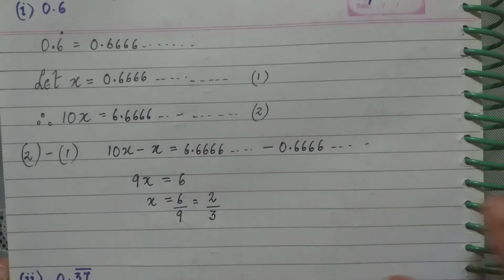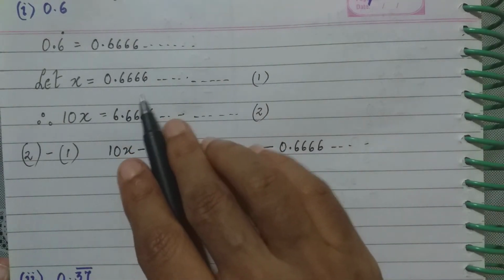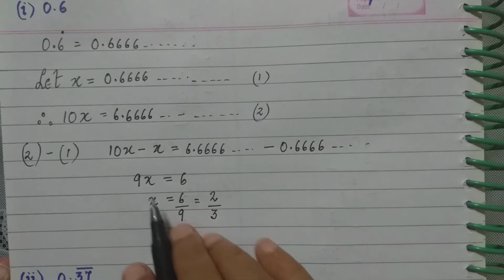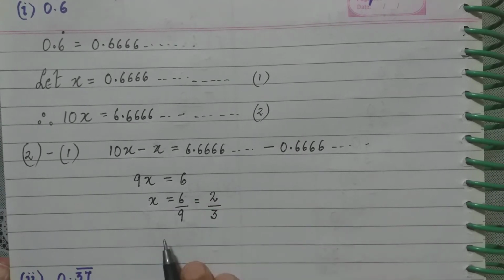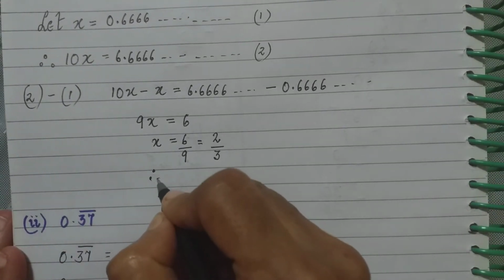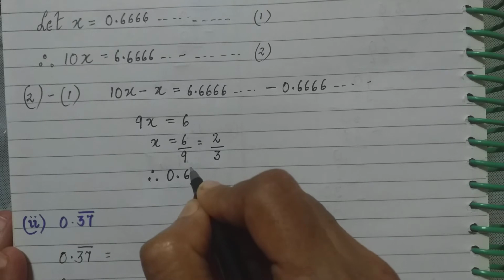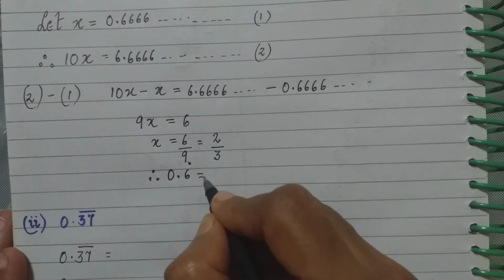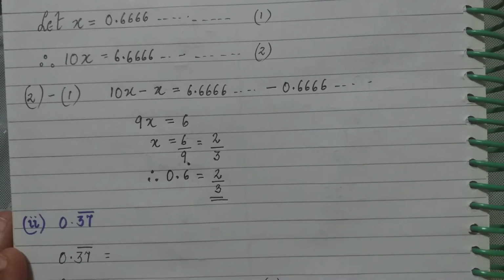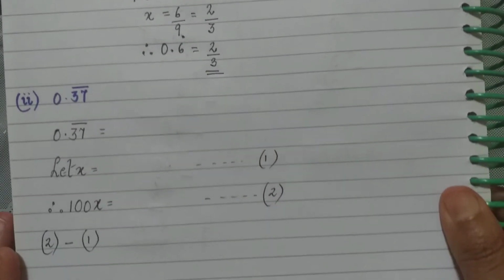What did we take x as? This is 0.6666, which is nothing but 0.6 recurring, and we had to write it now in P by Q form. Is it in P by Q form? Yes. So now I can write the final answer. Therefore 0.6 recurring is equal to 2 upon 3. Similarly, we go to the second sub question.